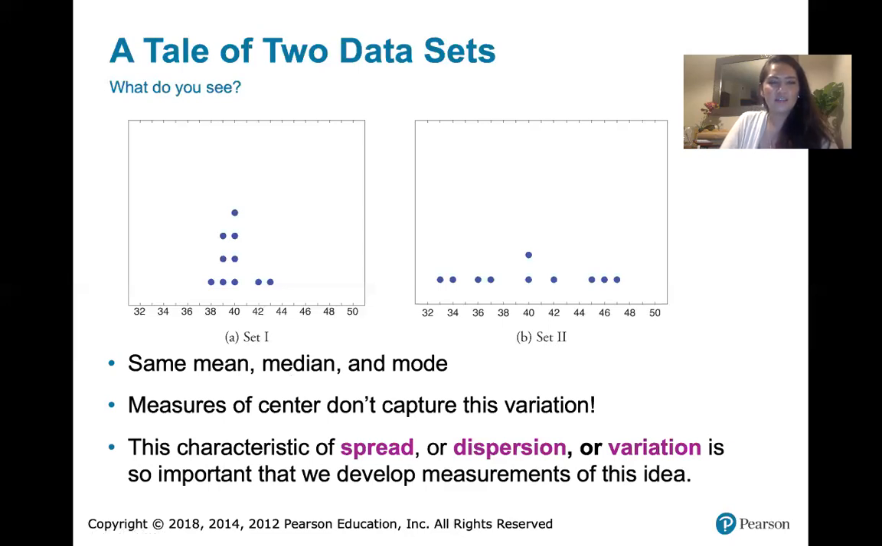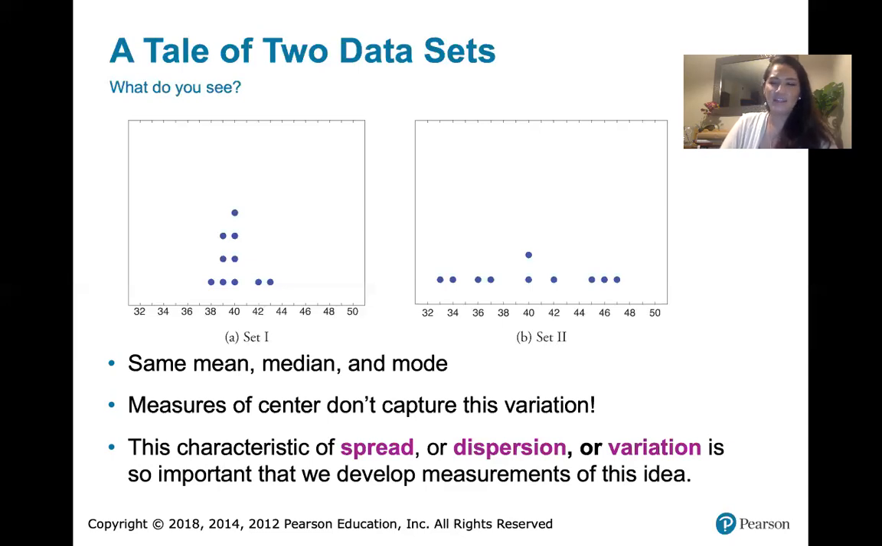This characteristic of spread, so how much those data values are spread out. Sometimes it's called dispersion, or sometimes it's called, as it is in the title of this section, variation. It's so important that we develop measurements of this idea, and we're going to talk about 3 of them in this lesson. Now, if you're thinking to yourself, why does that spread matter?